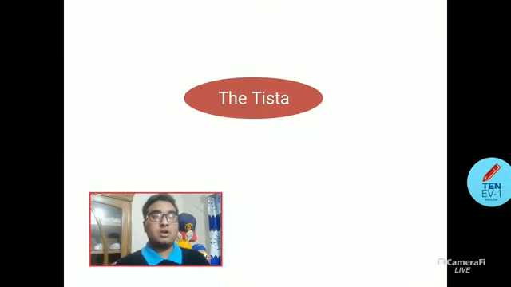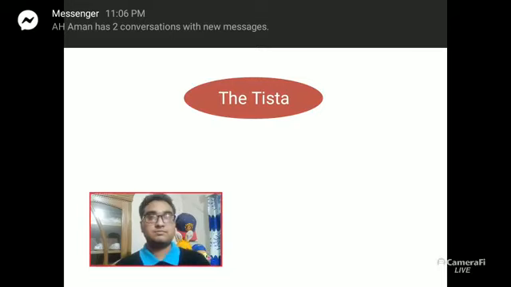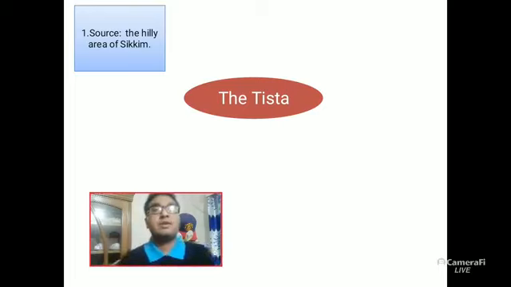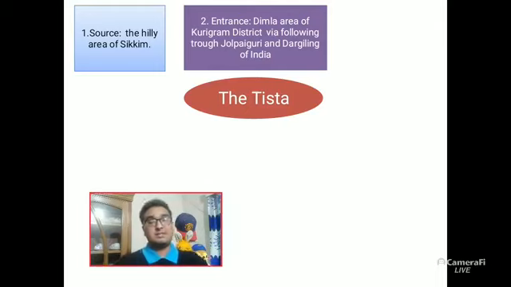Now I am going to talk about the river Teesta. The river Teesta has originated from the hilly area of Sikkim. Next point is that in Bangladesh the river Teesta has entered the district of Kurigram through Dimla area.